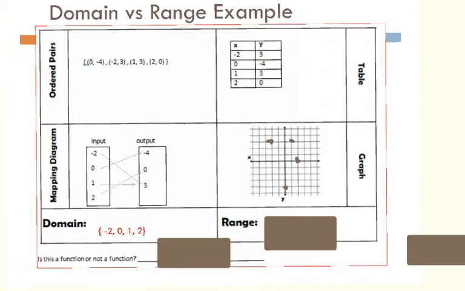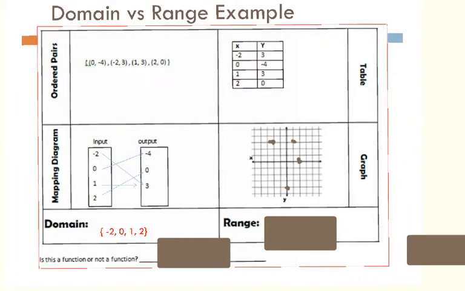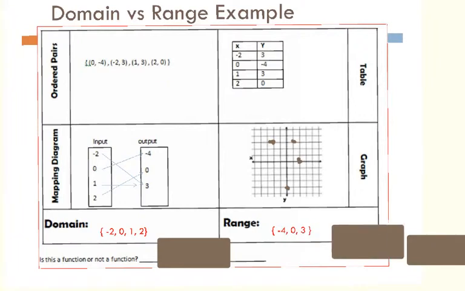And then range is the same thing. It's going to be the Y coordinates of my set of points, my Y column in the table, my output column in the mapping diagram, and then my Y coordinates in the graph. So if you look, I have 3's here twice, and here Y coordinate 3, Y coordinate 3, 0, -4. Those 3's appear twice. You only have to write them once in the range. It's just redundant to list it twice.